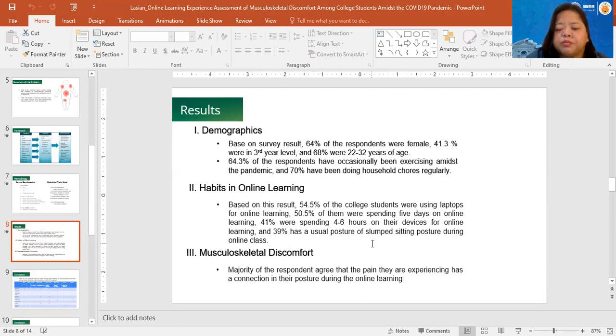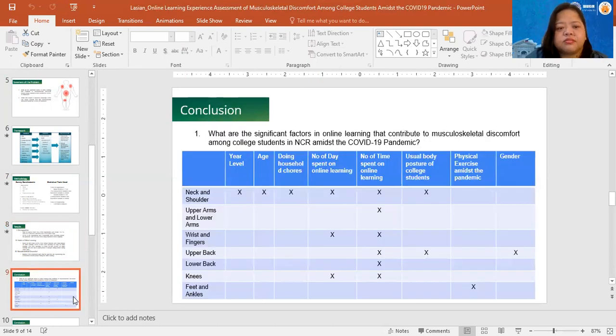50.5% of them were spending 5 days on online learning. 41% were spending around 4 to 6 hours on their device for online learning, and 39% has a usual posture of slumped sitting posture during online class. And for the musculoskeletal discomfort, majority of the respondents agreed that the pain they are experiencing has a connection in their posture during the online learning.